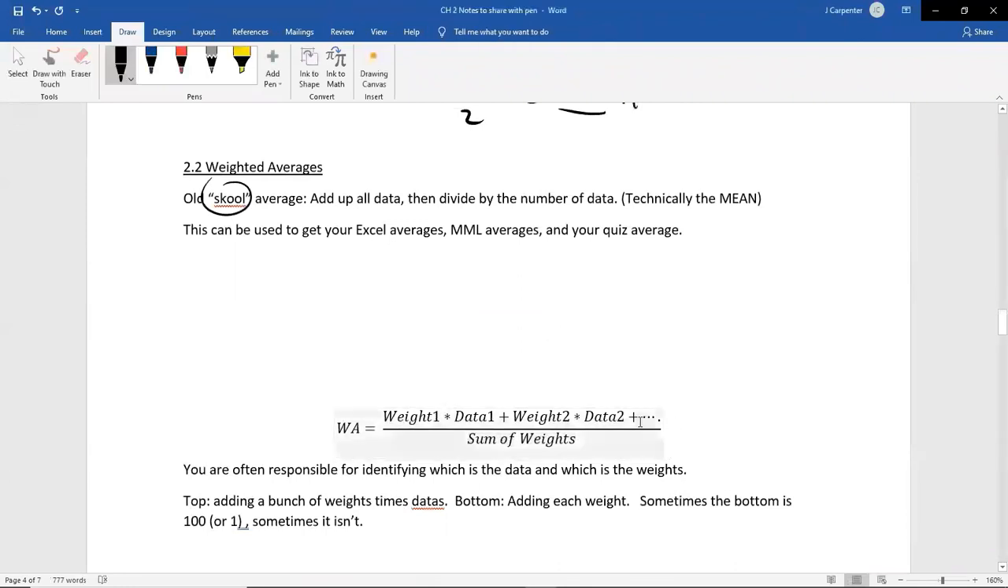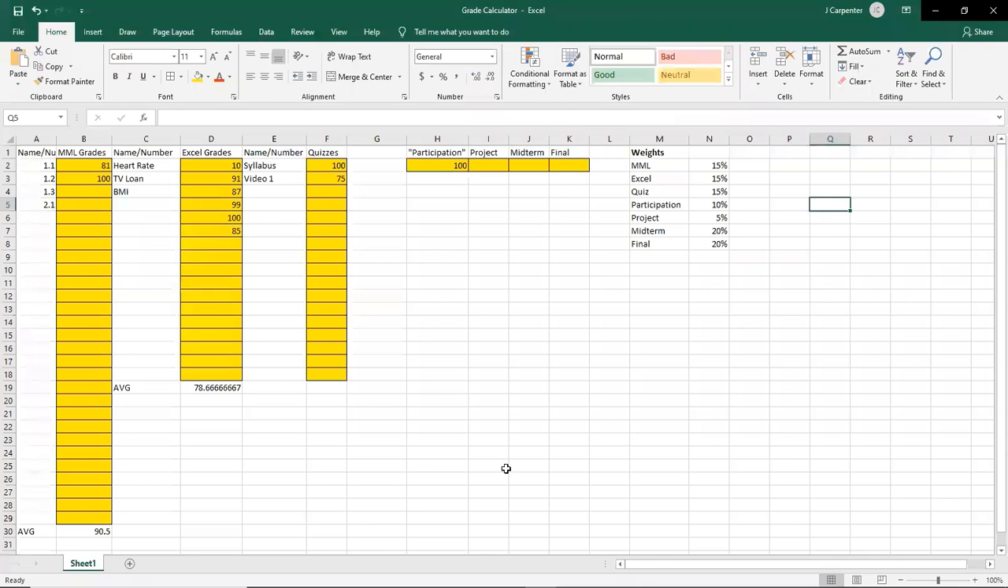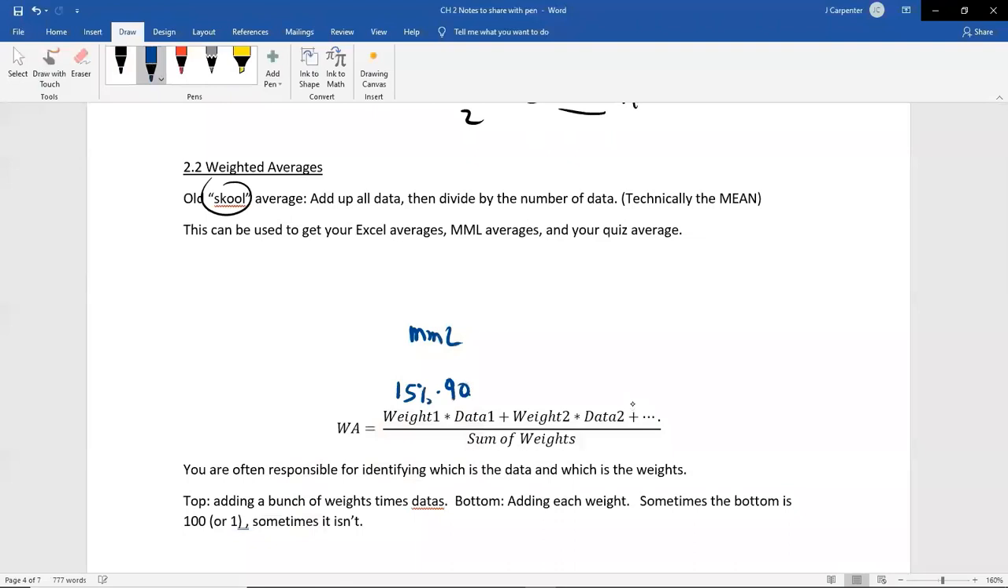So what's going on with this formula? There's this dot, dot, dot at the end. Does that mean it's unfinished? No, it's finished. So it's weight 1 times data 1. So let's say this 1 is the My Math Lab homework section. The weight would be the 15%, because that's what your My Math Lab grades are worth, 15% of the total grade, and then times whatever you got for your My Math Lab average. Right now, looking back at that Excel file, my Math Lab average was a 95. So then I could do a times 90.5.